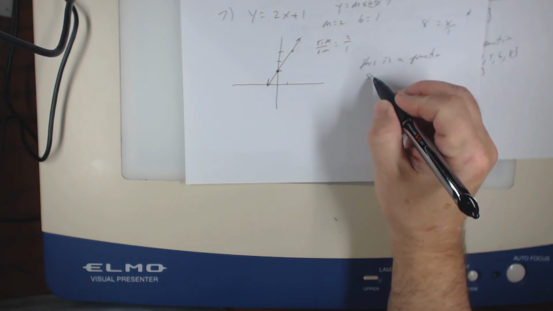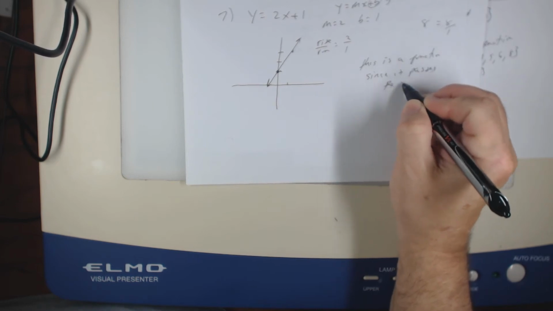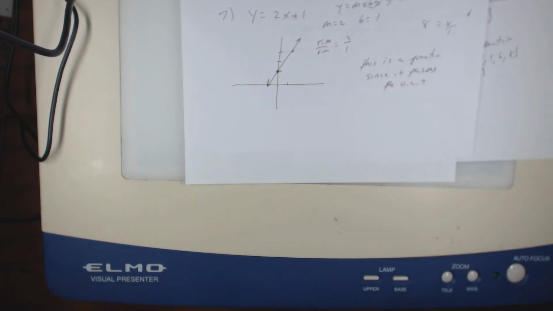Right. So this is a function since it passes the vertical line test. But the way I want you to do it is use a t-table, because there are going to be some examples in a little while where you're going to have to use a t-table. So listen to this carefully.